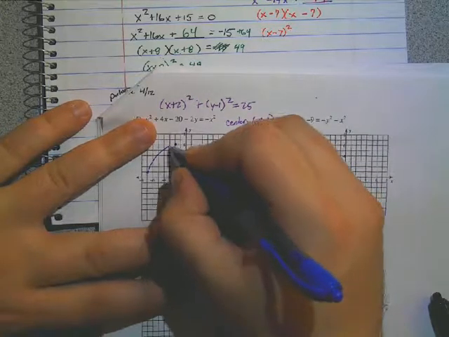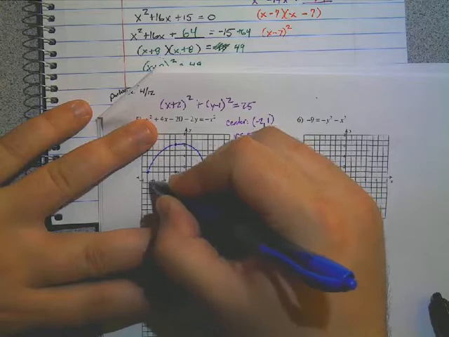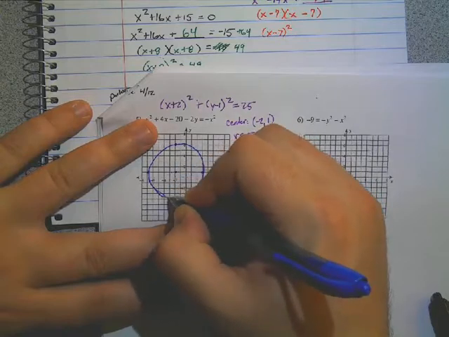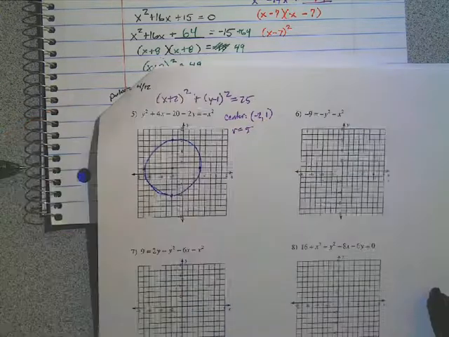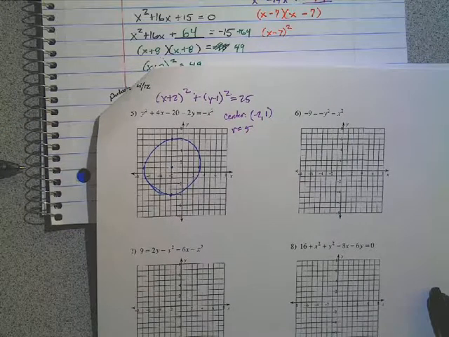1, 2, 3, 4, 5. 1, 2, 3, 4, 5 in each direction from the center. And there we go. We're done.